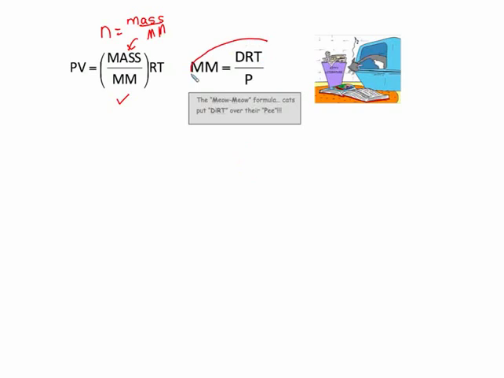This next one is really handy because it's common to report densities of gases, and I learned this when I was grading the AP exam. I used to always have to derive it in the form I used, and ever since I've heard this, I've not forgotten it. This is modified from what I was told, but it's called the meow meow formula. MM stands for molar mass, so this is the meow meow because cats put dirt, DRT, over their P.